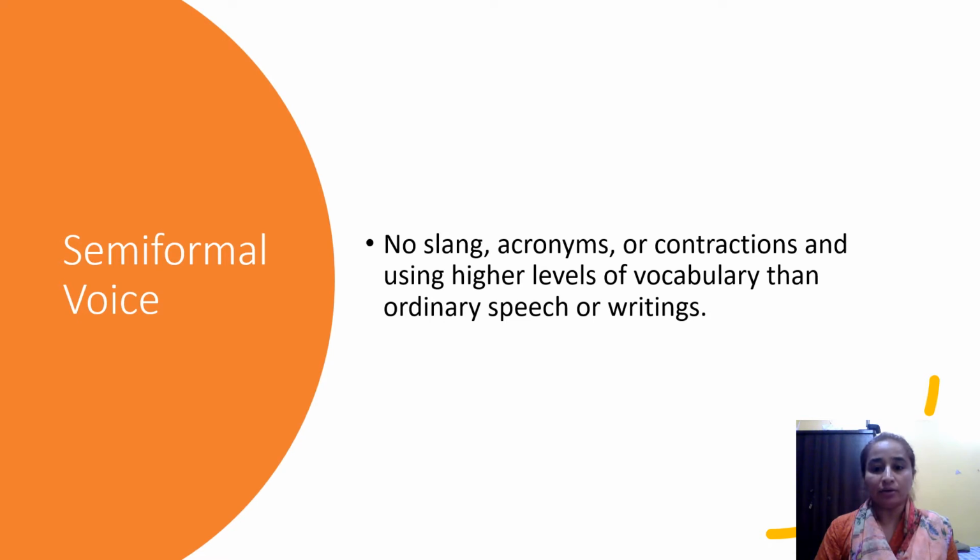No slang, acronyms, or contractions, using a higher level of vocabulary than ordinary speech or writing. When you write an email message, you can use two distinct styles: semi-formal and informal. A semi-formal style is used for communicating with people you do not know well or who are outside your regular working relations. Messages written in this style are similar to business letters. They are concise and informative.